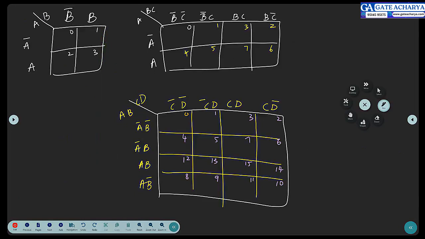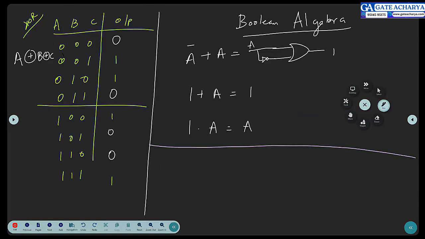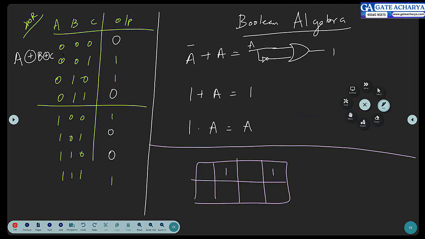Say this is a three variable K-map. So where all do you have ones? How does the K-map for this one look like? XOR gate K-map. You will have one here, one here, one here, one here. There is no possibility of combinations. So this is an XOR gate K-map.